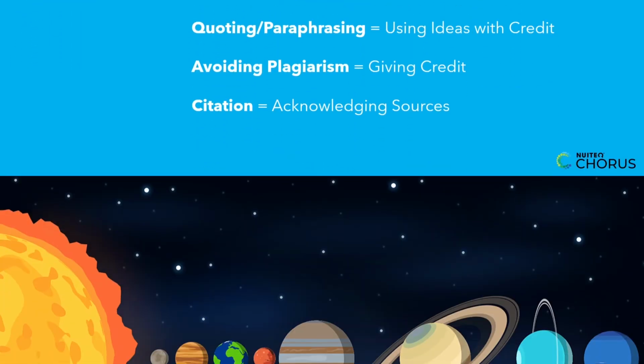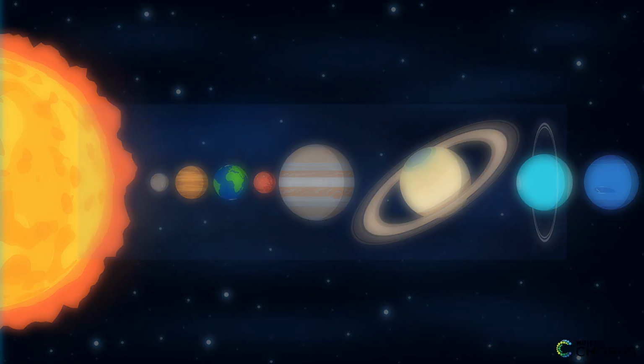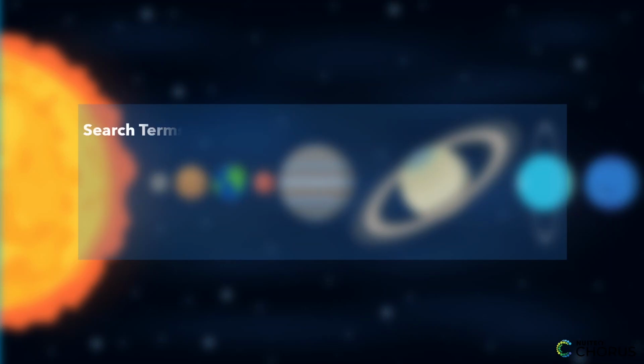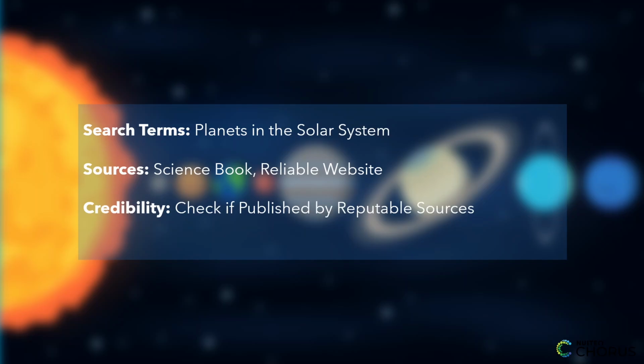Let's start with an easy example. Imagine you want to learn about the solar system. You use search terms like "planets in the solar system" on a kid-friendly website or encyclopedia. Gather information from a few different sources, like a science book and a reliable website. To check credibility, make sure the sources are published by educational institutions or reputable organizations.